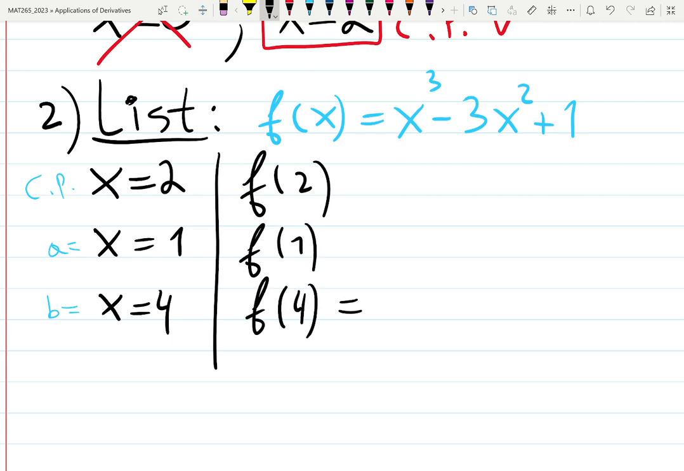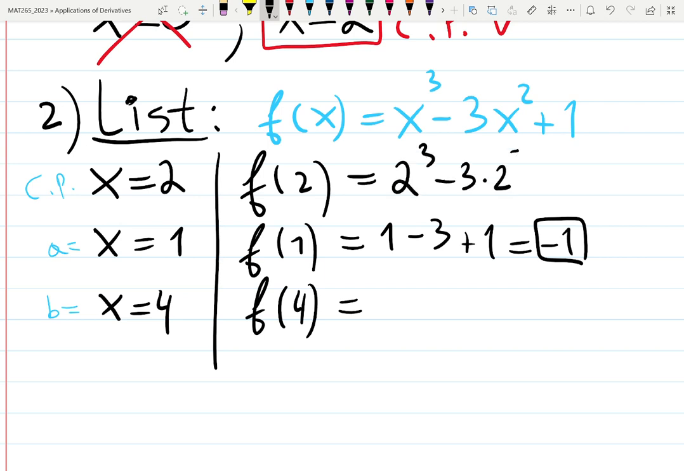That's why you can see that exam 3 will require a calculator. That will be annoying. 1 is easy. 1 minus 3 plus 1 gives you what? Minus 1. Yes. And the other one you have to calculate. I guess I can write down for you once. 2 cubed minus 3 times 2 squared plus 1.